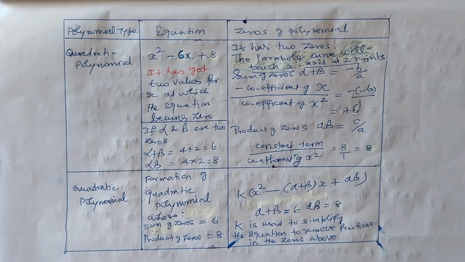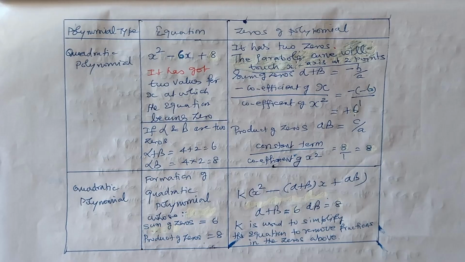The formation of a quadratic polynomial equation whose sum of zeros is equal to 6 and product of zeros is equal to 8 is given by the formula k, where k stands for constant, multiplied by x squared minus sum of zeros into x plus product of zeros. K is used to simplify the equation to remove the fractions in the coefficients.